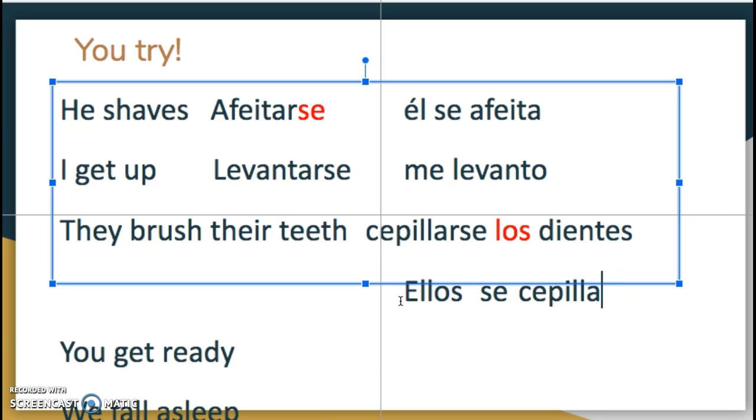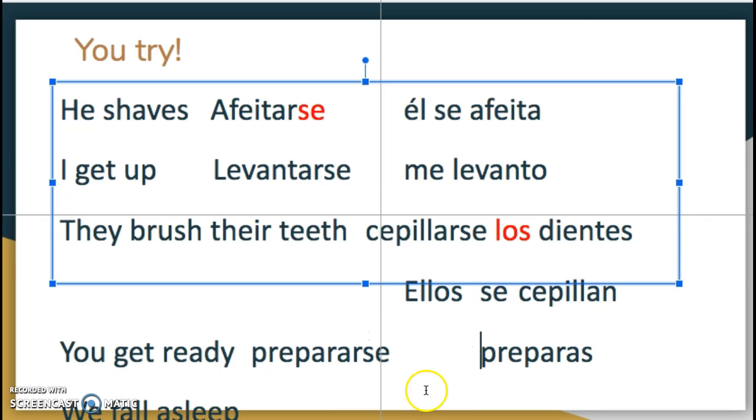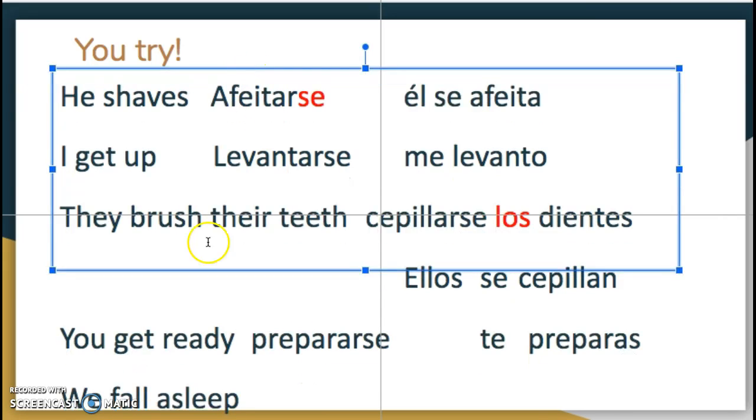All right. Let's take a look at you get ready. Running out of room. You get ready. So, prepararse. I'm just going to conjugate for you. Preparas. There's a lot of ARs in this one, so you have to watch. Because look, I take off the se, and then I still have to conjugate. So, preparas. I take the se out of my pocket and I think, okay, that matches up with te. Put it in front, and I am done.